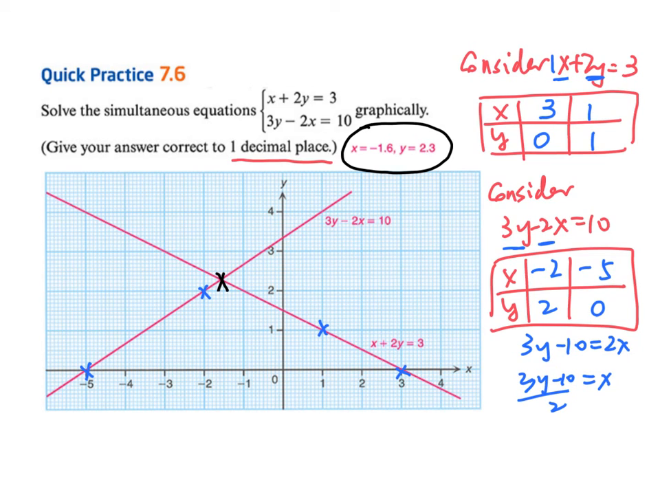Actually x should be equal to negative 1.57142 and so on. The exact value should be negative 11/7. And then for y it is the same. It is not equal to 2.3. The value should be 2.285714 and so on. Actually the exact value should be 16/7.